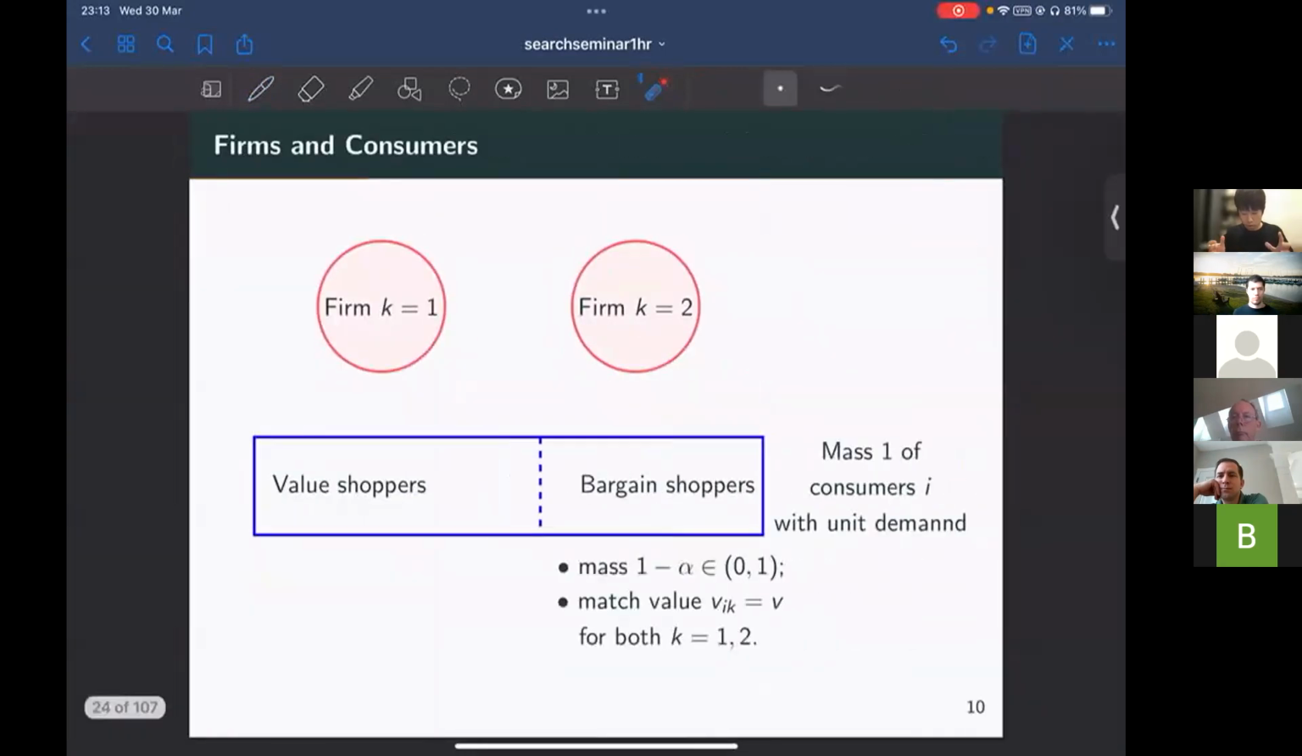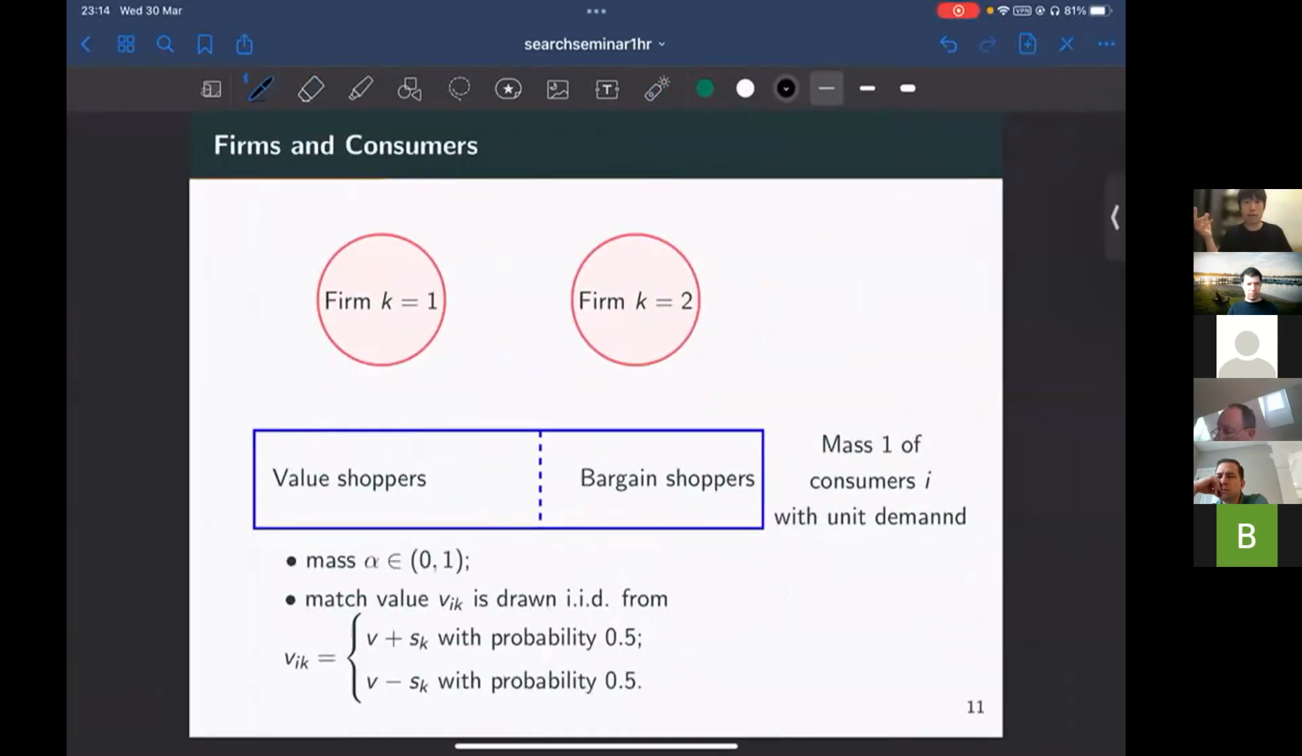Bargain shoppers have mass 1 minus alpha, where alpha is between 0 and 1. Bargain shoppers basically are those who look for bargains. So they don't care about the product characteristics. In particular, they value the two products the same way, right? So v_ik, where i stands for the consumer, is going to be equal to v for both k equal to 1 or 2, right? So the two products are homogeneous to them, and they just look for bargains. They just buy the cheaper product.